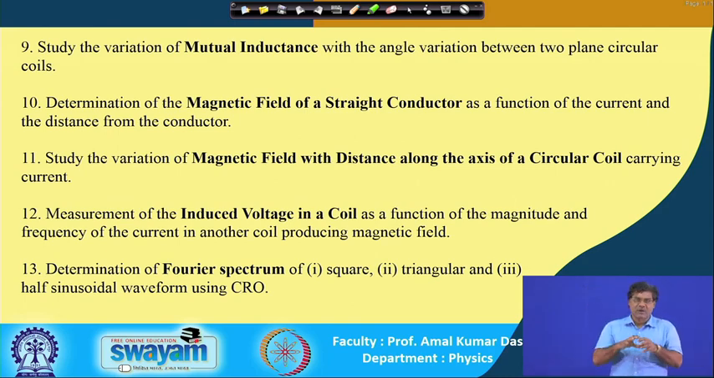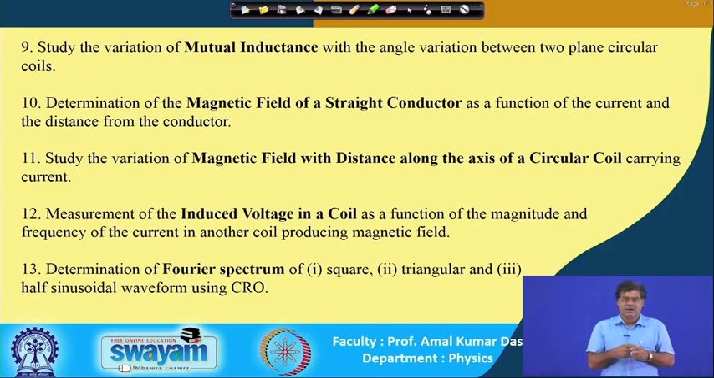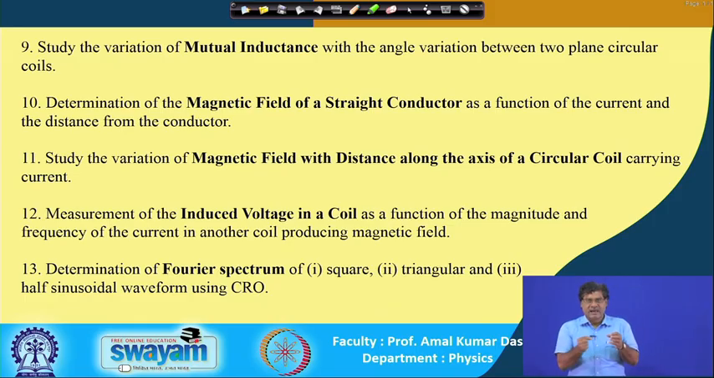Then we will study the variation of magnetic field with distance along the axis of a circular coil, when current passes through the circular coil. If we pass current through the circular coil, how does the magnetic field vary? We will measure the magnetic field along the axis of the coil as a function of the distance of the point where we want to measure the magnetic field from the center of the coil. That experiment we will perform.